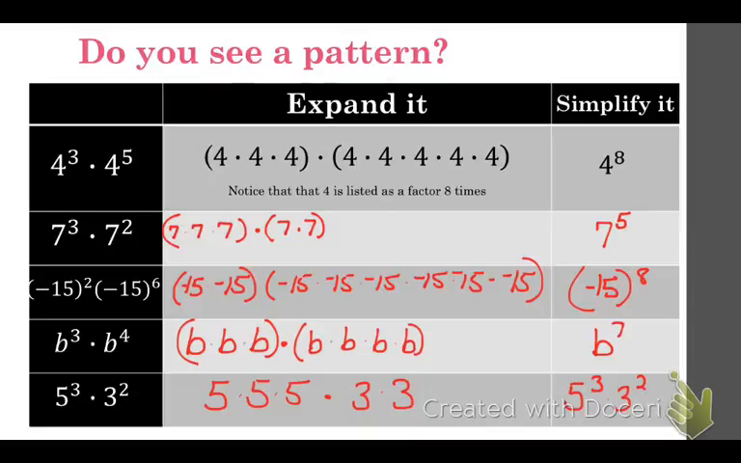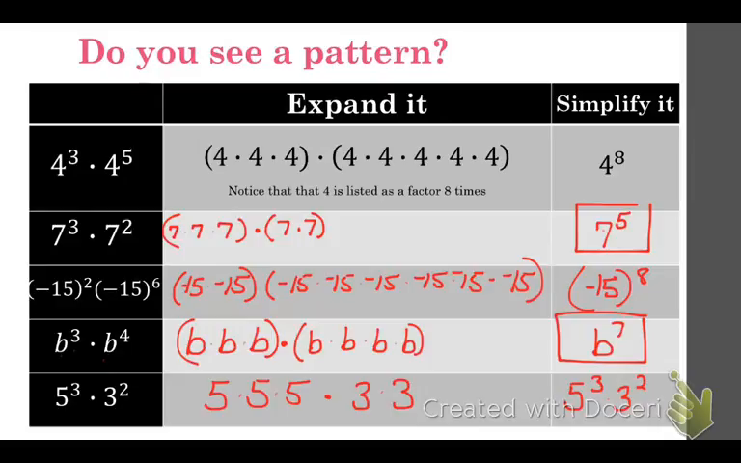So if we look at it, is there a shortcut? Is there a way that I could bypass this entire middle part? You probably saw it pretty quickly because this takes quite a while to do. Hopefully you noticed that 7 cubed times 7 squared ends up being 7 to the 5th, where I keep the base and add the exponents. Same with the next one, b cubed times b to the 4th: keep my base, add my exponents.